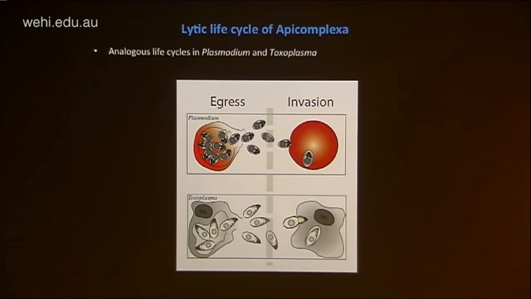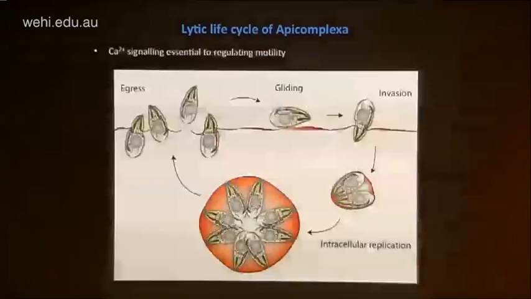The life cycles of the apicomplexans really can be thought of as roughly analogous. And the main differences are in the host cell receptors which the parasites recognise. So here you can see a diagram of Plasmodium parasites infecting a red blood cell and Toxoplasma infecting a nucleated cell. And Toxoplasma is really interesting in that it infects basically any cell in your body. If it has a nucleus, it can infect it.